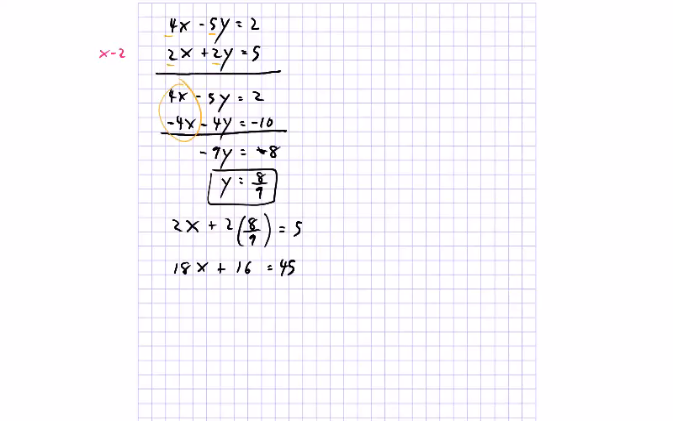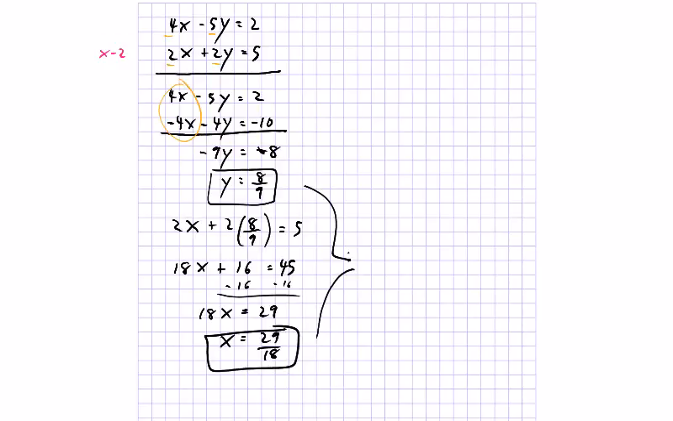So now I can solve for x by subtracting 16 from both sides and get that 18x is equal to 29. So x should be 29/18. So the point of intersection is going to be 29/18, comma 8/9. That would be the solution to this problem.